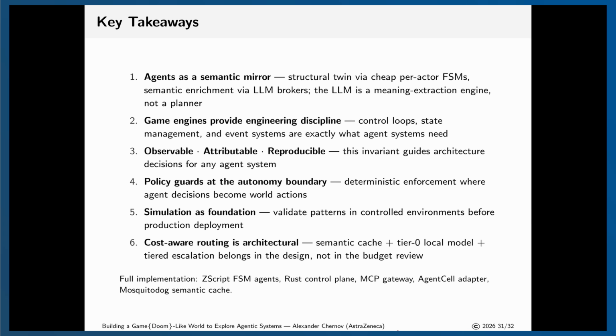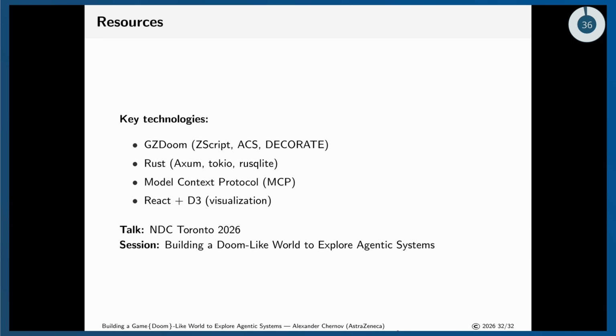We also provide cost-aware routing as an architectural feature. Semantic cache, local model, and tiered escalation belong to design, not to budget review. With semantic caching, it's a big deal because we don't really cache text. We're trying to cache images. We're trying to understand semantics within the images because we're building vision with lenses, and this is where semantic caching comes in.